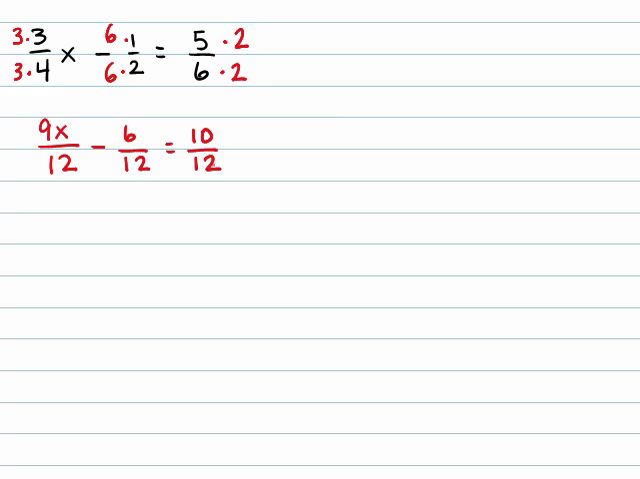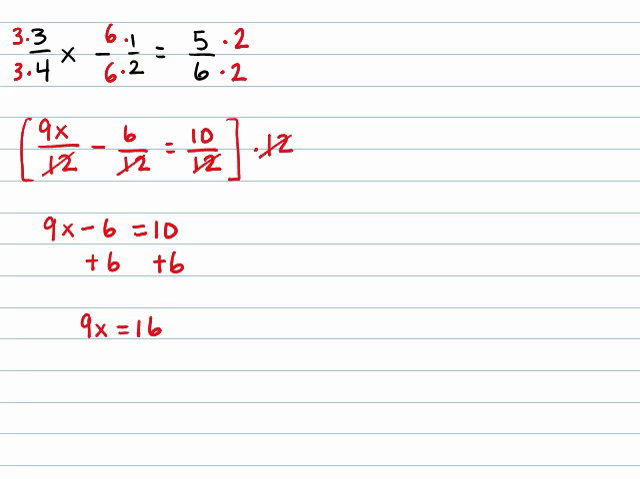Now I can multiply everything by 12, and this 12 will simplify with all the denominators, so my equation is 9x minus 6 equals 10. And I'm going to solve by adding 6 to both sides. 9x equals 16 and divide by 9. X equals 16 divided by 9.